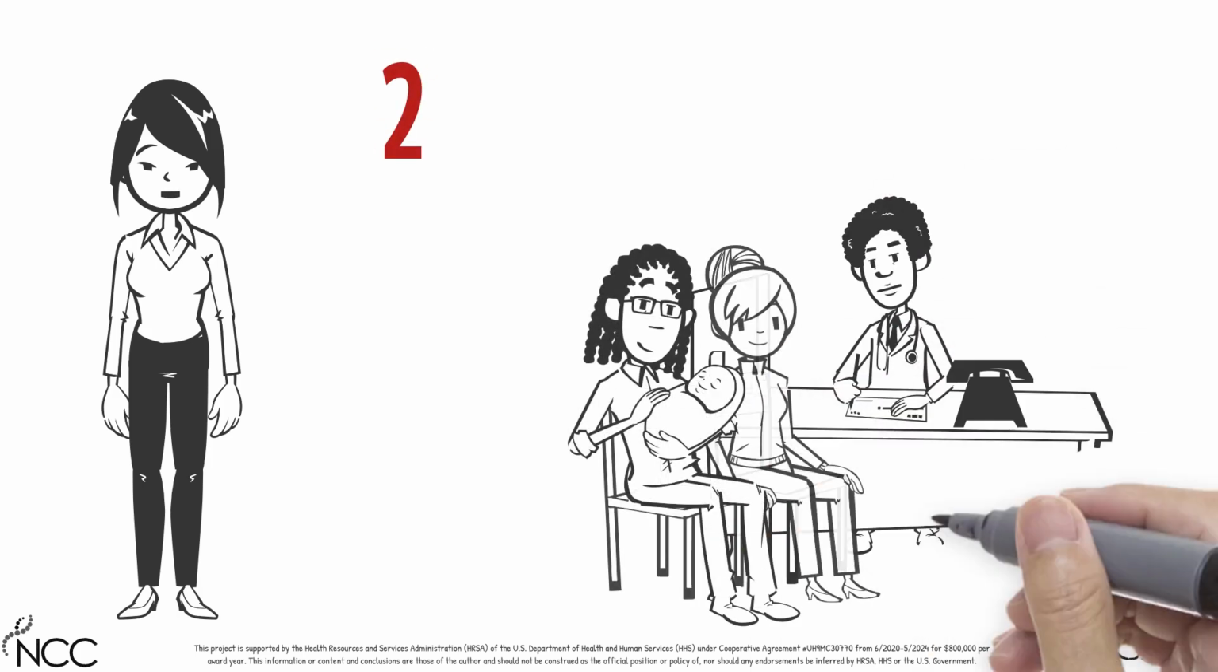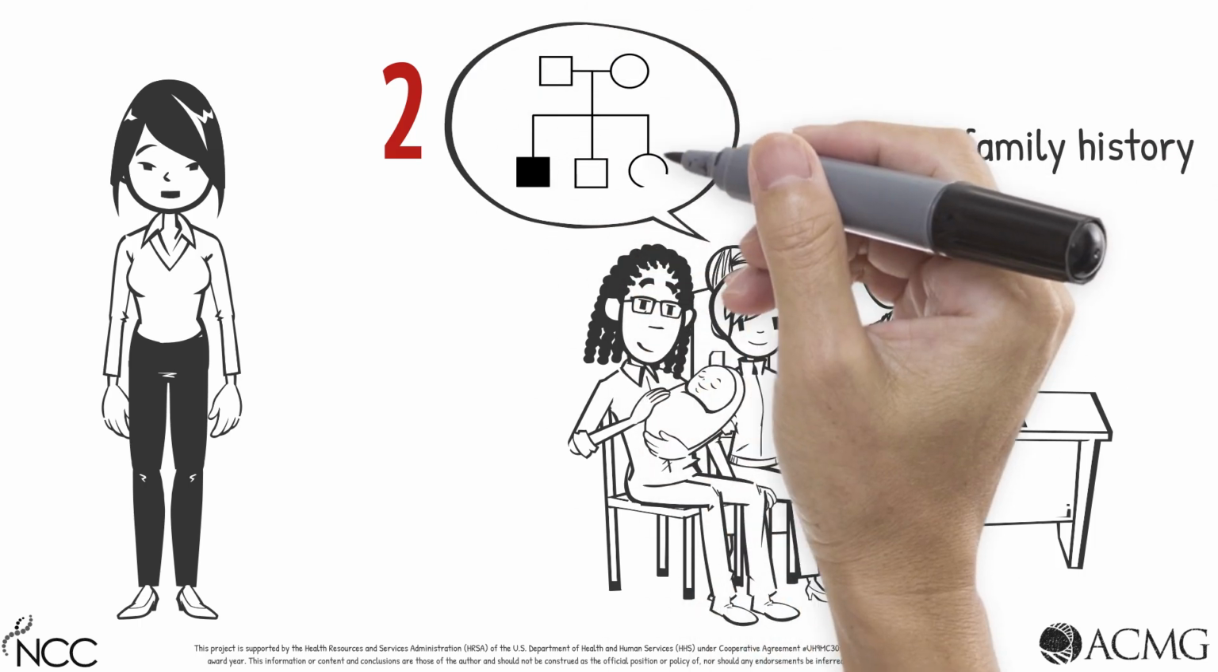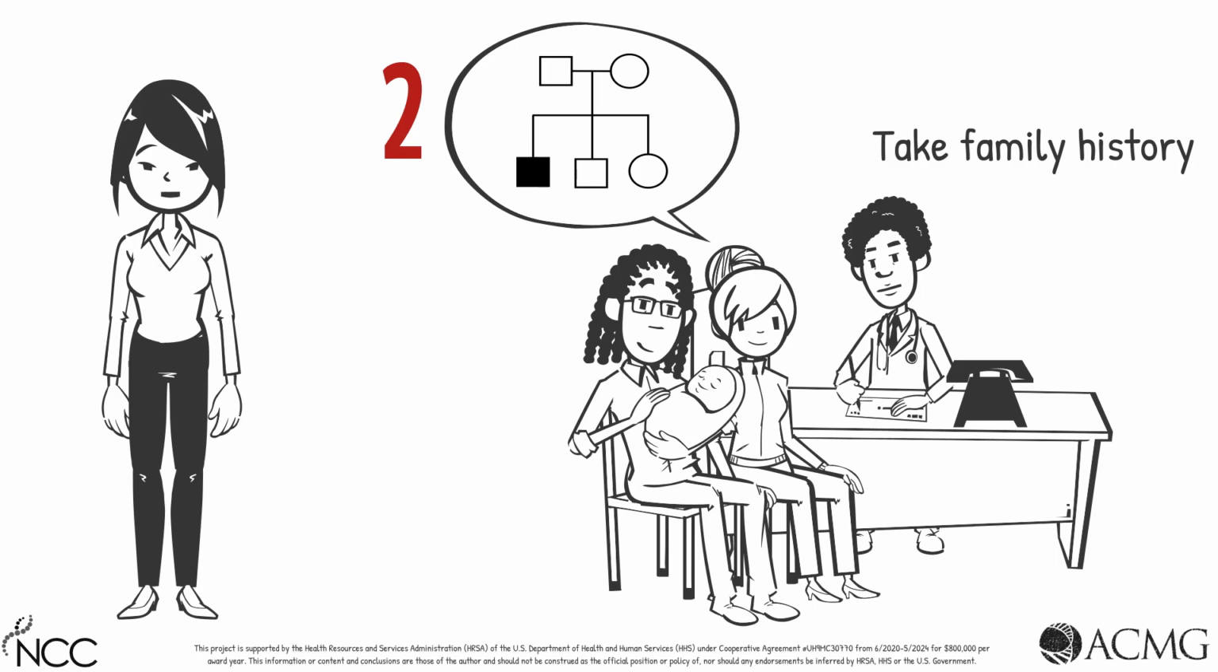Second, take a family history. Because glutaric acidemia type 2 is inherited in an autosomal recessive manner, it is common for there to be no known family history of this condition.